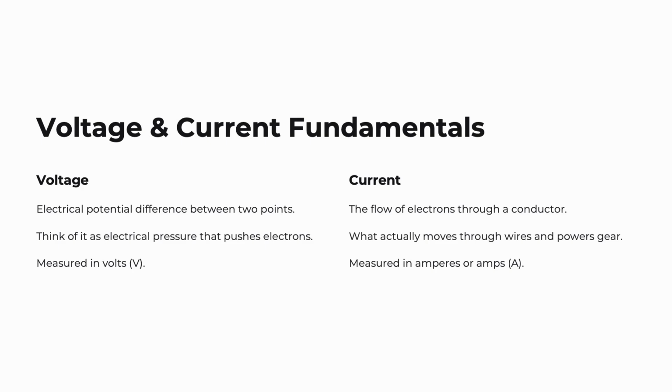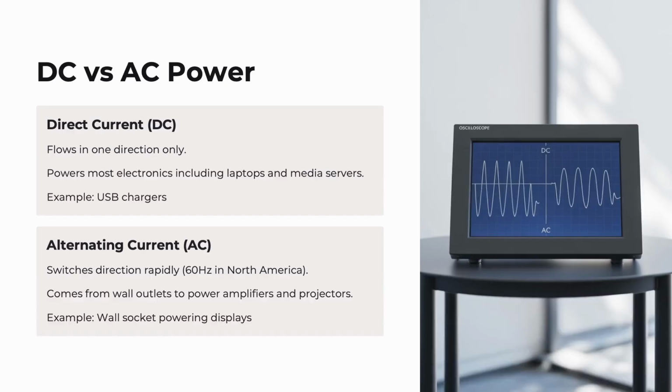And there are 2 types of electrical current you will work with. Direct current, or DC. It flows in one direction. It's what powers most electronics, including your laptop, media servers, and digital processors, for example. The other type is the alternating current, or AC. It rapidly switches direction. In North America, that's 60 times per second or 60 hertz. AC is what comes from the wall outlet, and it powers amplifiers, projectors, displays, almost all your big hardware.